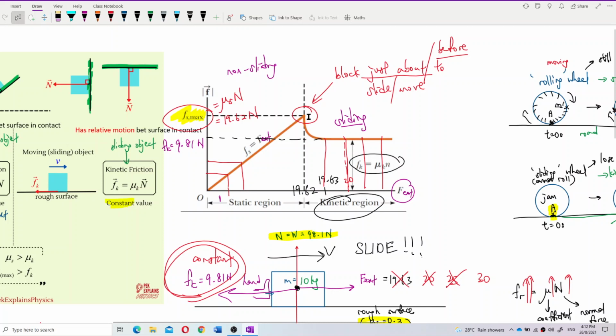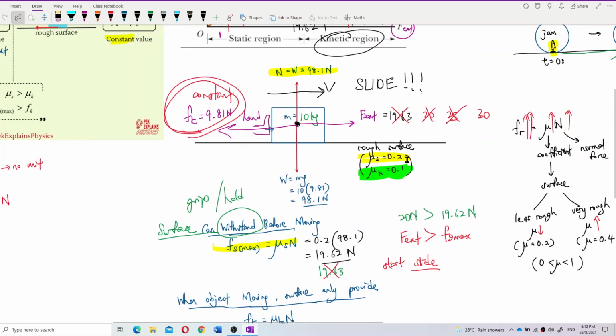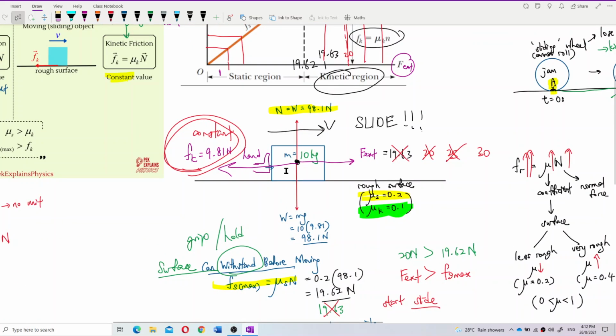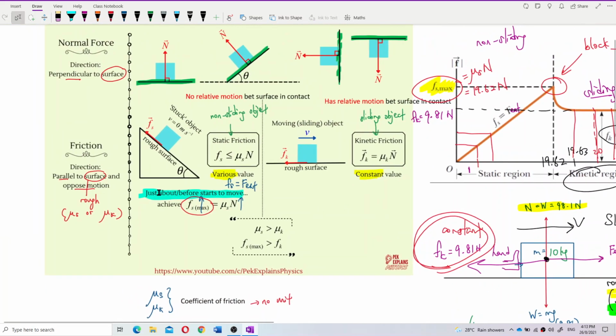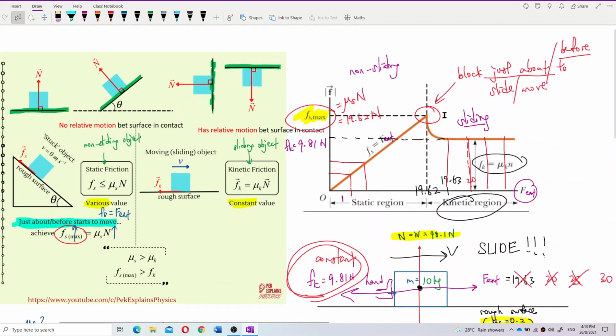This is the point where it achieves the maximum static friction. The block at this point is just about to change from non-sliding to sliding. You understand? This value depends on mu s and also the normal force on the block, which depends on the weight. So just about or just before it moves, it achieves the maximum static friction, which is this point.